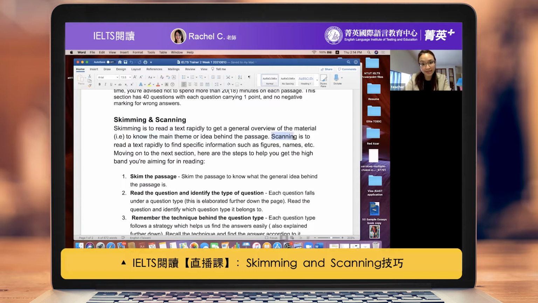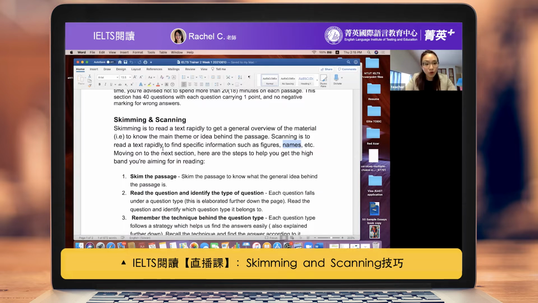And then you have scanning, which is to read the text rapidly to find specific information, such as figures. And we all know that figures means data, something to do with numbers or statistics. So that's something you should focus on. Names, for example, the name of a scientist or any researchers or historians or probably someone who is famous in history, or the name of an organization, etc.